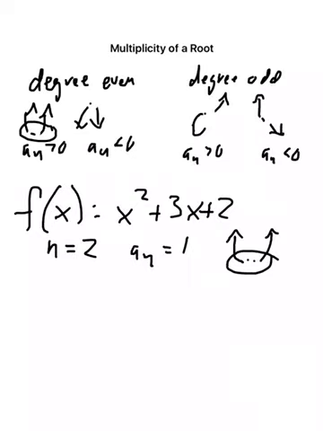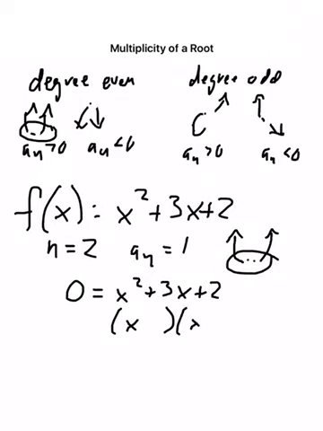So we need to be able to find the x-intercepts. For x-intercepts, we take the polynomial and set it equal to 0. Keep in mind I'm saying x-intercepts, but it might be that we don't have x-intercepts. They might be imaginary numbers, meaning we have roots. So I'm factoring it. The factors of 2 are 2 and 1, and 2 and 1 give me a 3x. So I factored it correctly into (x + 2)(x + 1), giving x-intercepts of negative 2 and negative 1.